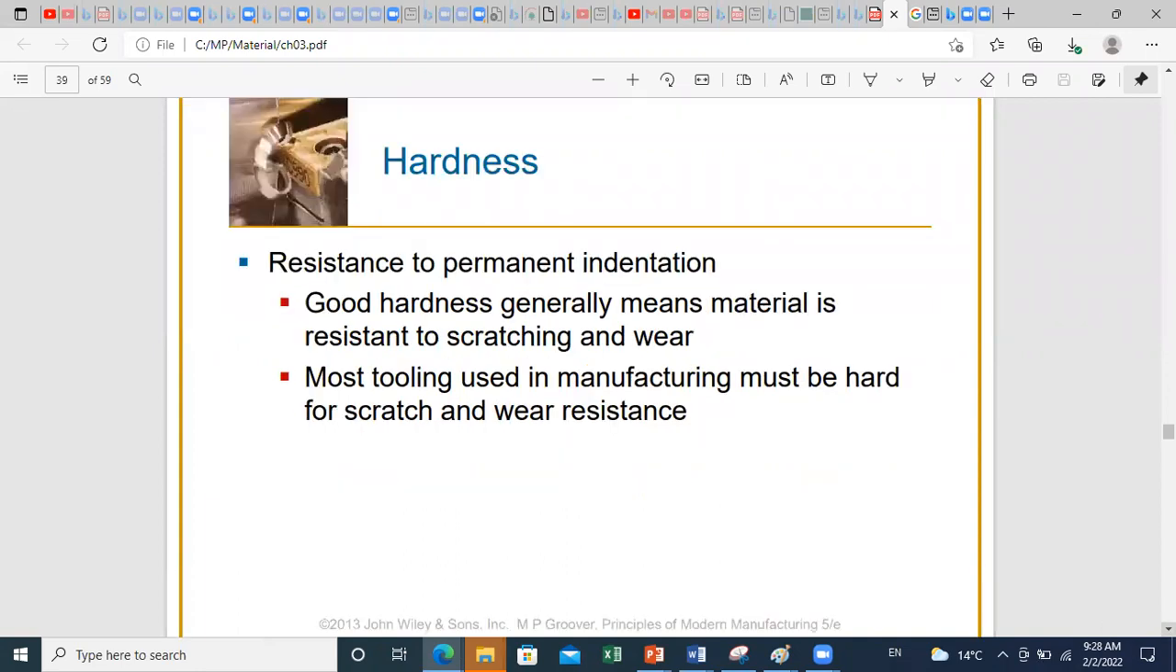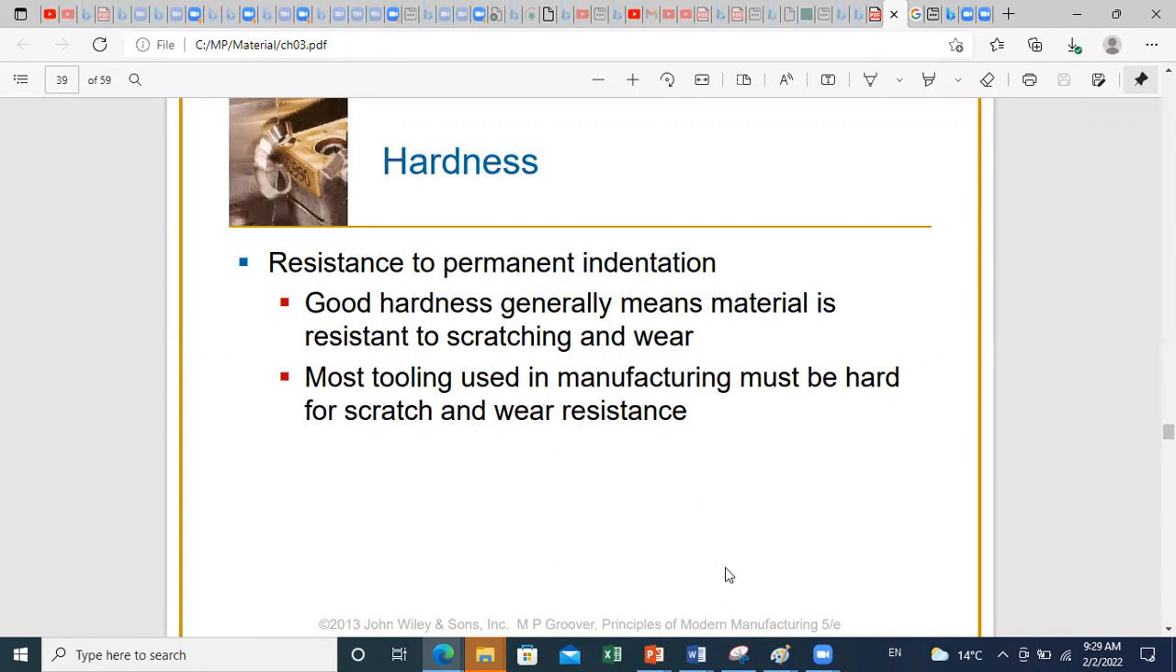Another property that is very important for materials is hardness. We can define hardness as the resistance to permanent indentation, or permanent deformation. We'll see here different tests that allow us to measure hardness. Good hardness generally means that the material is resistant to scratching and wear. Most tooling used in manufacturing must be hard for scratch and wear resistance.